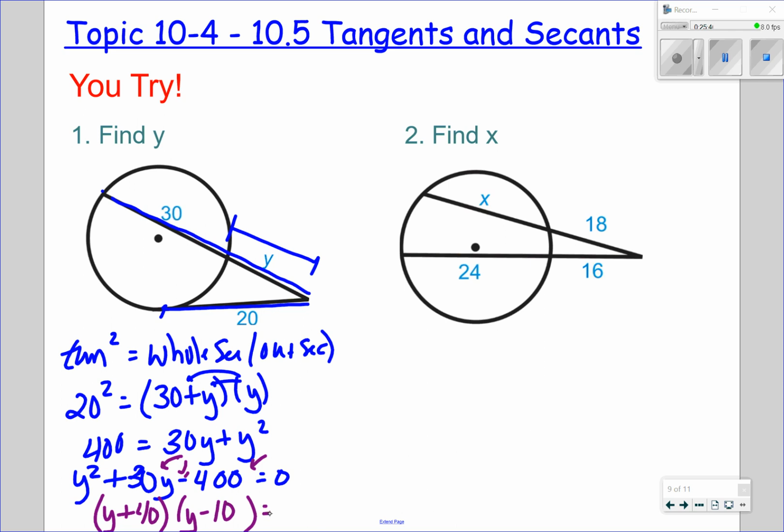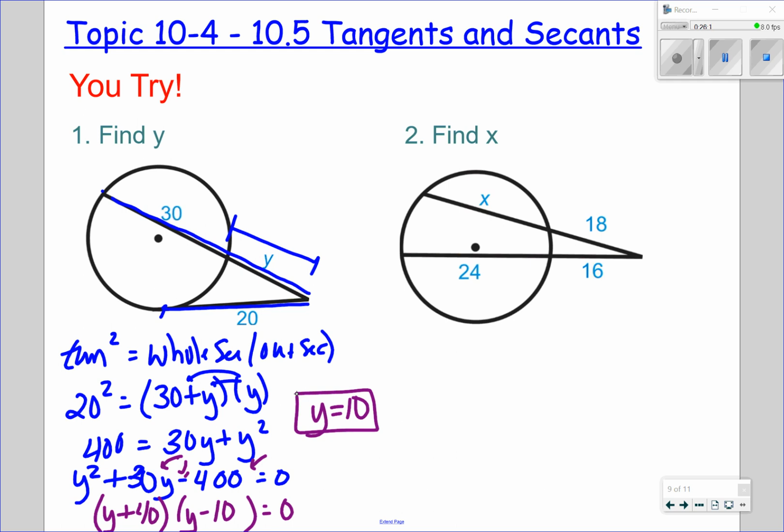Now we set each one of these pieces equal to 0. We know we can't have a negative y value. We can't have a negative length. So the idea of y equaling negative 40 is not going to work. So our solution here would be y equals a positive 10. A little bit extra, I know that one was. We'll stick to the more basic problems like the last example, but just a good practice problem for you.